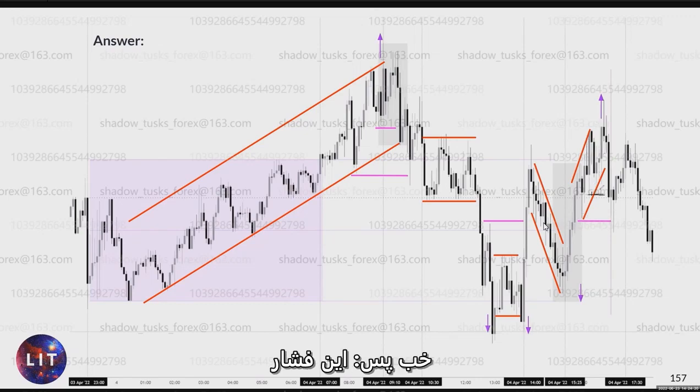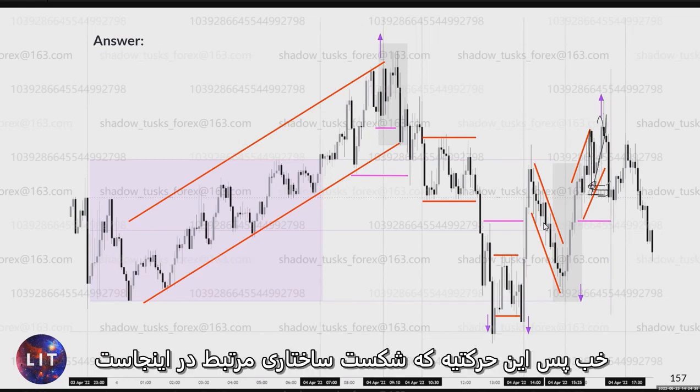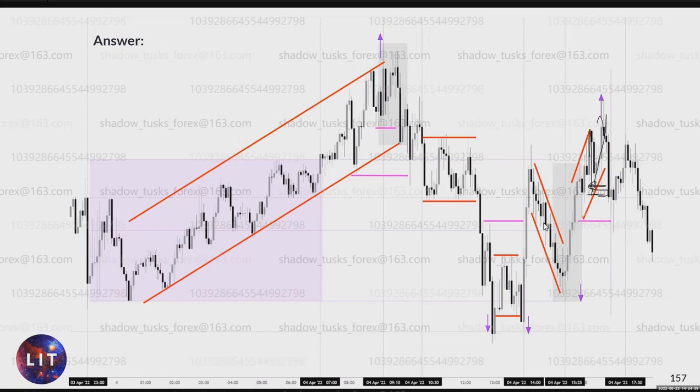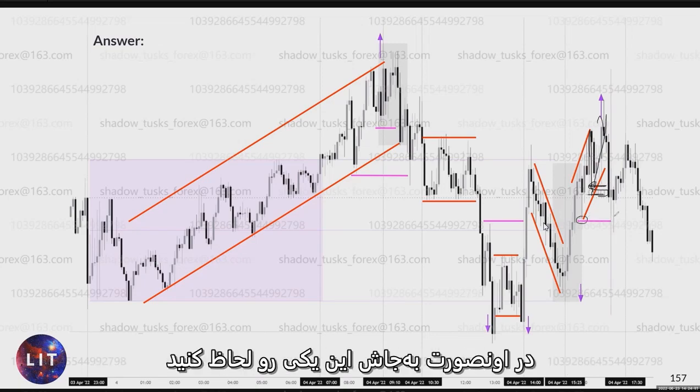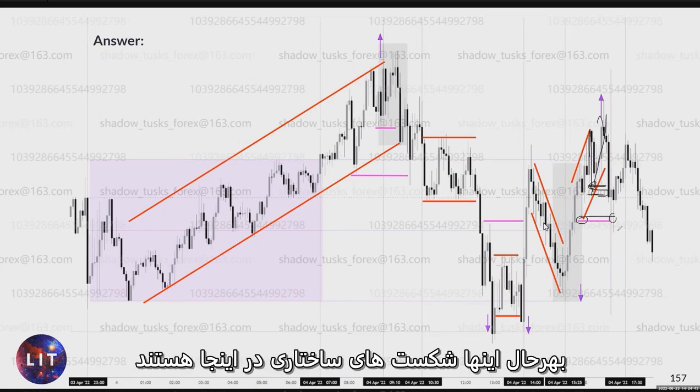Okay, so this one push, again, this push, pull back, new high. So this is the push that is the relevant break of structure in here. Or if you want to make really sure, then make this one instead. Okay, but those are the break of structures in here.